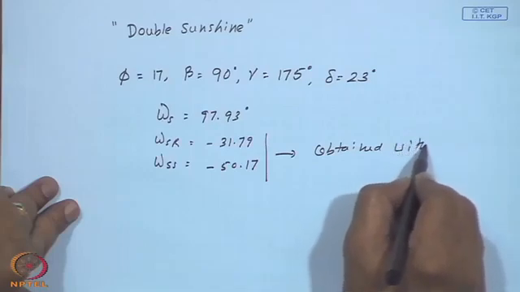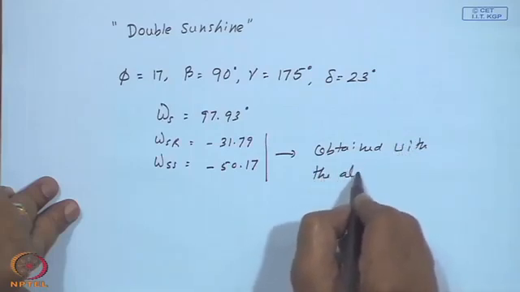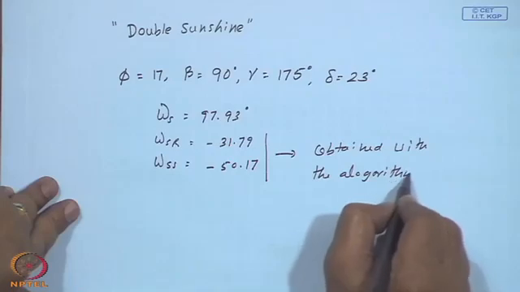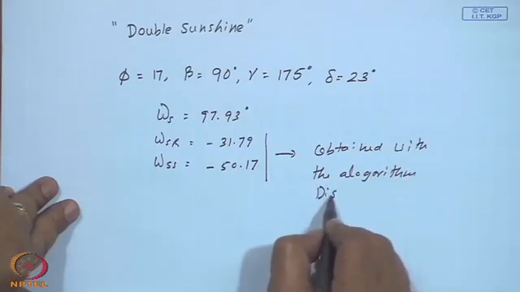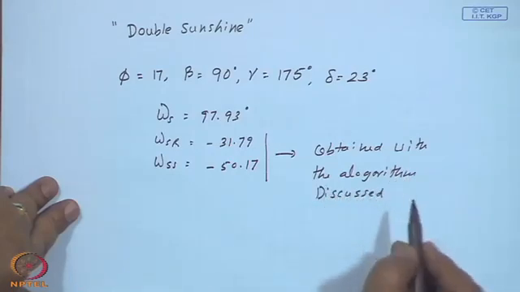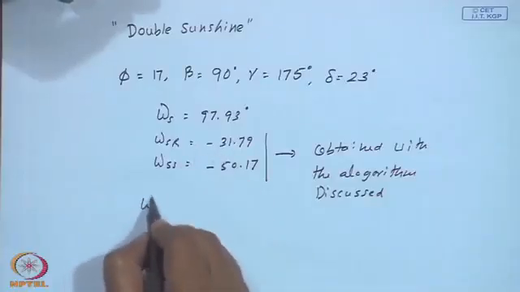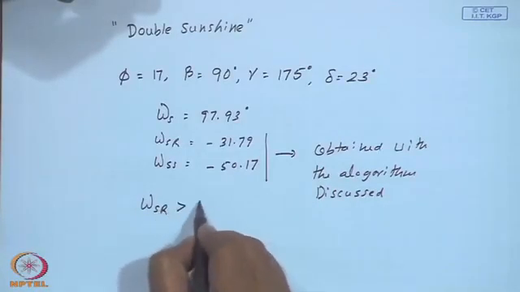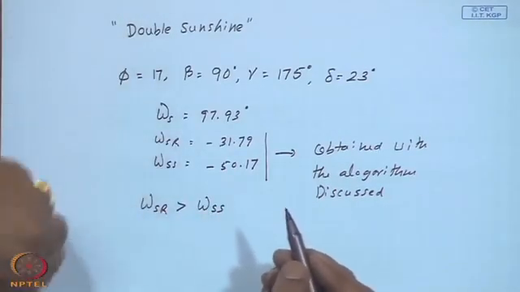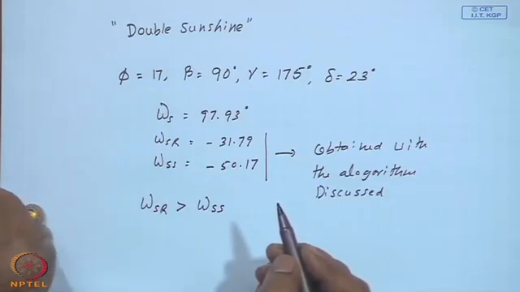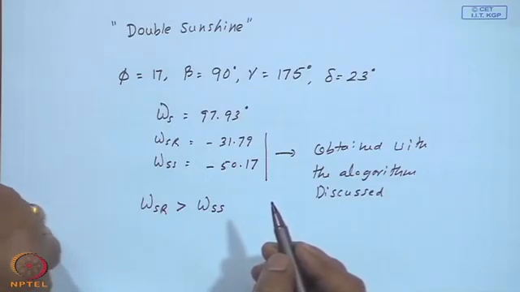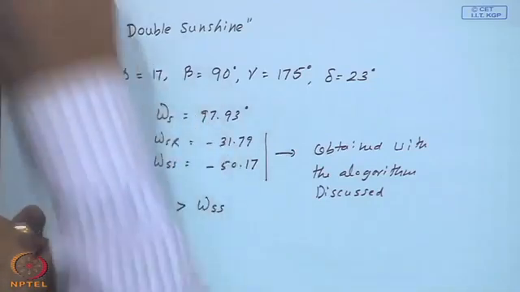Now, what is interesting is these are the numbers obtained with the algorithm which we had discussed. That is, first you determine the magnitudes by using the cosine inverse, then determine the sign by using the sine root. Consequently, here it satisfies the condition mathematically omega SR is greater than omega SS. Minus 31.79 is mathematically more than minus 50.17.